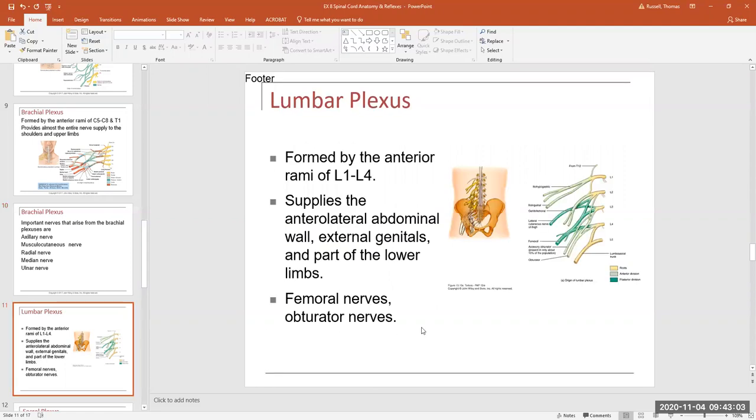The lumbar plexus extends from L1 to L4. And the nerves on there that are important that you should be able to identify are the femoral nerve, you see right here, and then the obturator nerve. The femoral nerve is going to be the bigger one. It's going to be above the obturator nerve when you go to look at it on the model. But basically just these two nerves from the lumbar plexus.